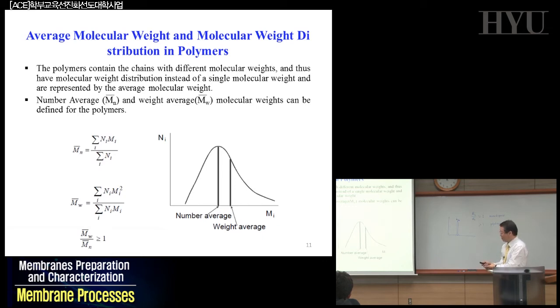Anyway, we can think of Mw bar, and usually Mw bar should be greater than 100,000 in order to make successful membrane fabrications, as one of the rules of thumb. So Mw bar should be greater than 100,000 is one of the criteria.